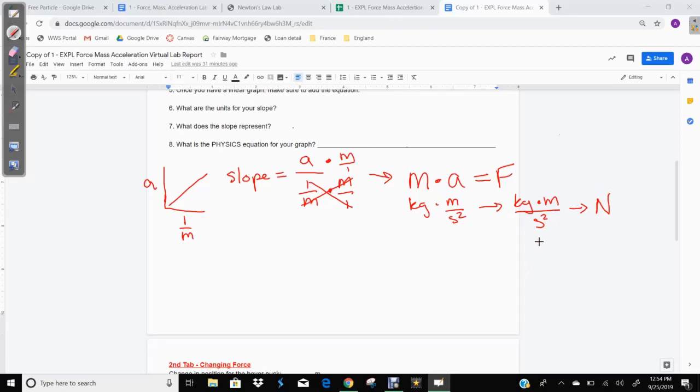So that answers questions 6 and 7. We know that the units are newtons, which break down into kilograms times meters per second squared, which should make sense because that's mass times acceleration. And then when we do our physics equation, remember in that y equals mx plus b format, what is on our y-axis? It would be the word acceleration.